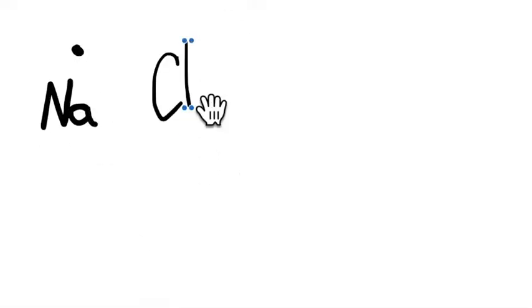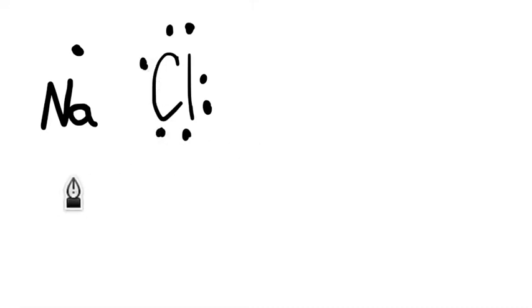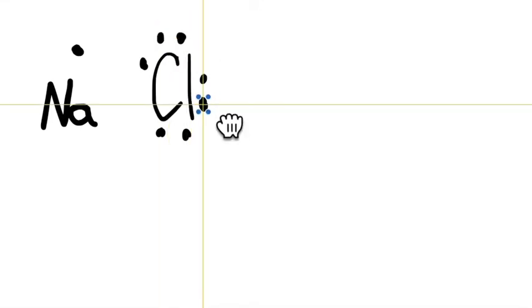I'm going to do a visual of ionic bonding. There's sodium, it has one dot, one valence electron, and then chlorine, it has 7 valence electrons. 6, 7.